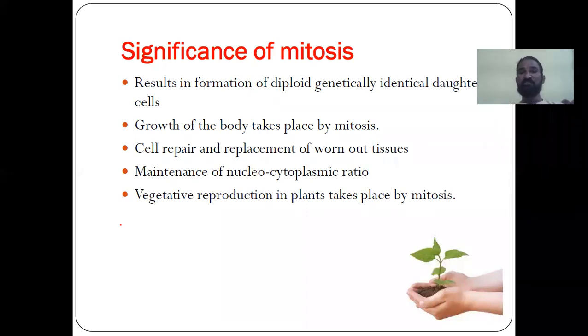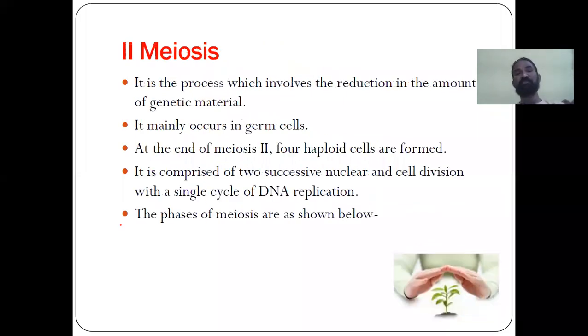For vegetative reproduction, for example, if you want to grow a potato plant, we just take the potato tuber and put it in the soil, and the tuber grows into a new plant. This is called vegetative reproduction, and it also takes place by the mitosis process. So these are the different characters of mitosis.